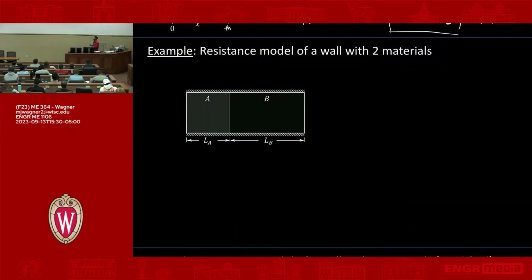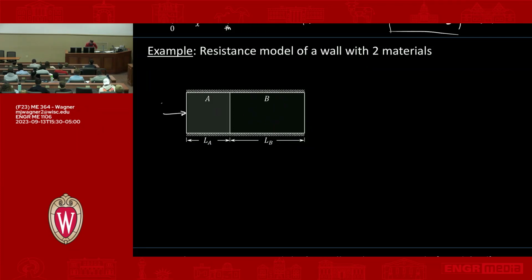So let's take the example where we have two materials, material A and material B. And what do we know about this? Let's say both of them have the same conductivity. The only difference here is that you have different length scales for A and B. So there's LA and LB. And our job is to figure out the heat transfer.